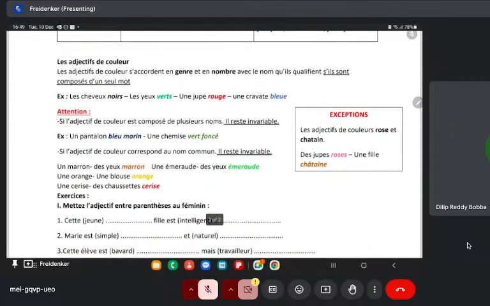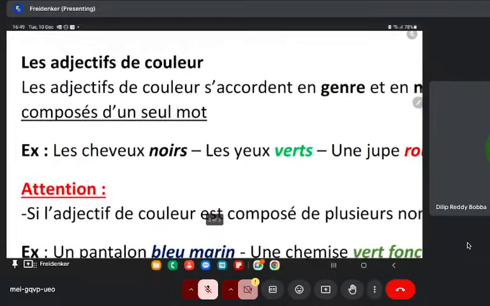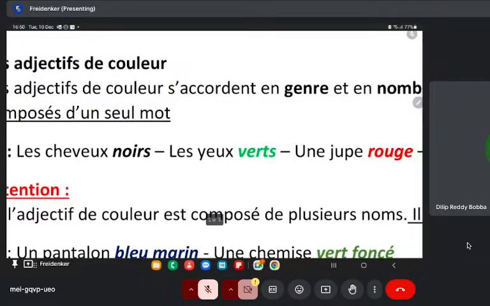Okay, so adjectives of color. Les adjectifs de couleur. So what this is telling is basically your adjectives of color are also going to follow the rules that we just discussed. So cheveux is masculine plural, so the adjective after it will also change accordingly. So noir is black, masculine, so masculine plural, so you're getting an S. So noir, les cheveux noirs, black hair, les yeux verts, green eyes. Eyes are masculine here, plural is there, so extra S is added.